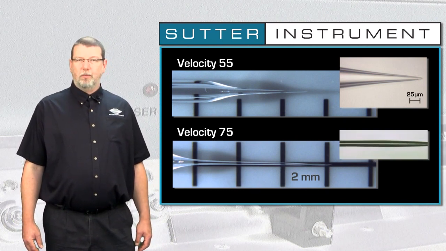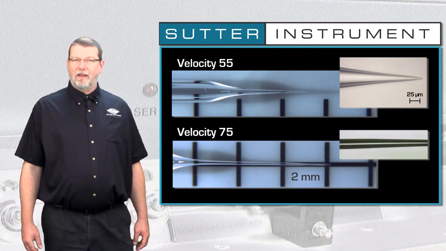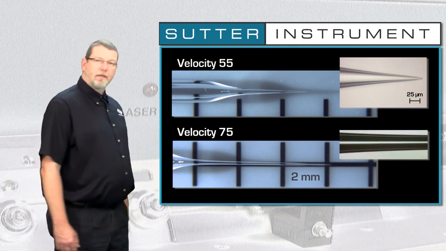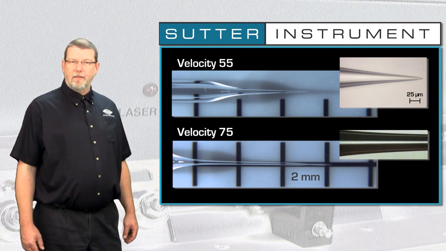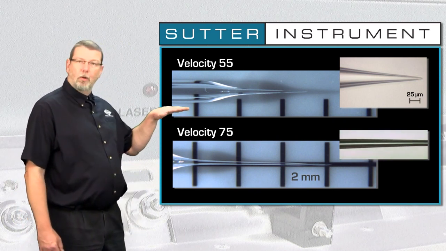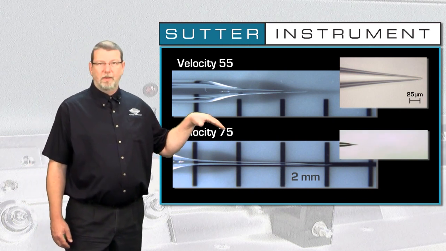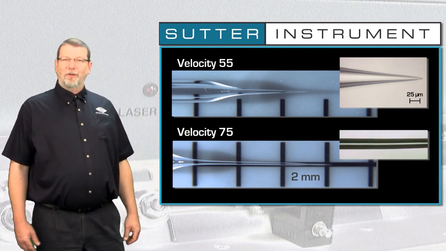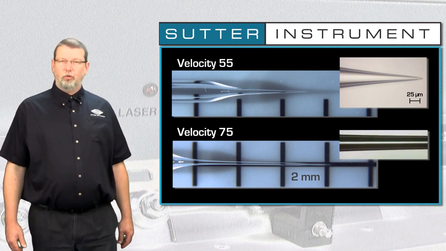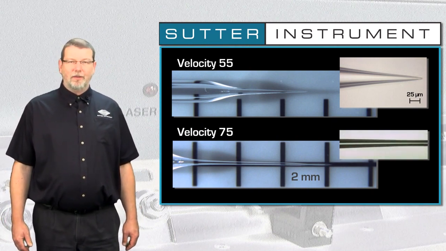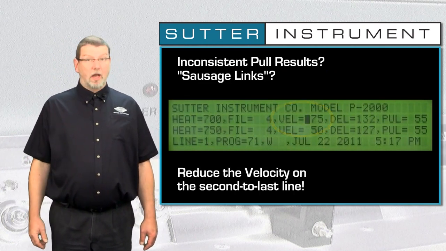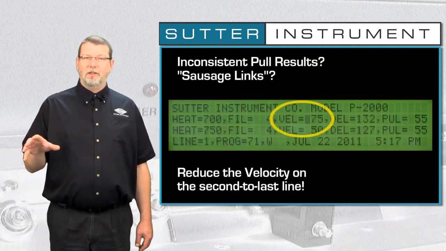In 1 out of 3 pulls we filmed at velocity 75, we observed something that we refer to as a sausage link. There's a waist in the pipette taper and then the diameter gets bigger again. In addition, in this example, the whole thing is at an angle. I wouldn't want to patch with that. So if you observe sausage links in your patch pipettes, there's a pretty good chance that you have a too high velocity in the second to last line of your pull program, and that you can achieve a lot of improvement by dropping this particular value.